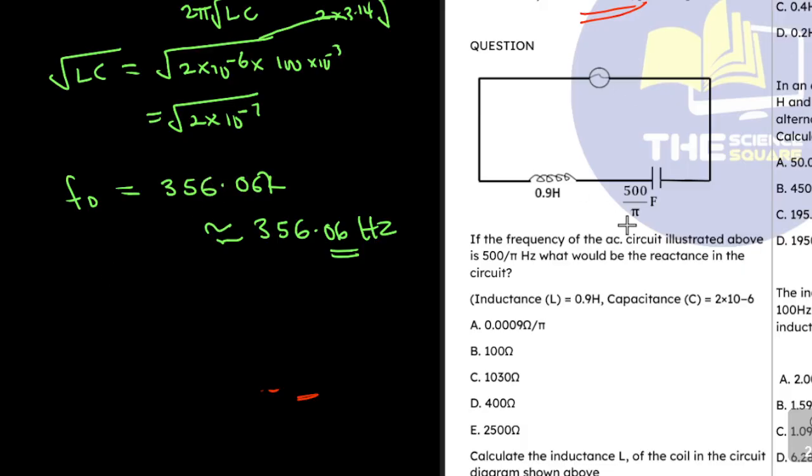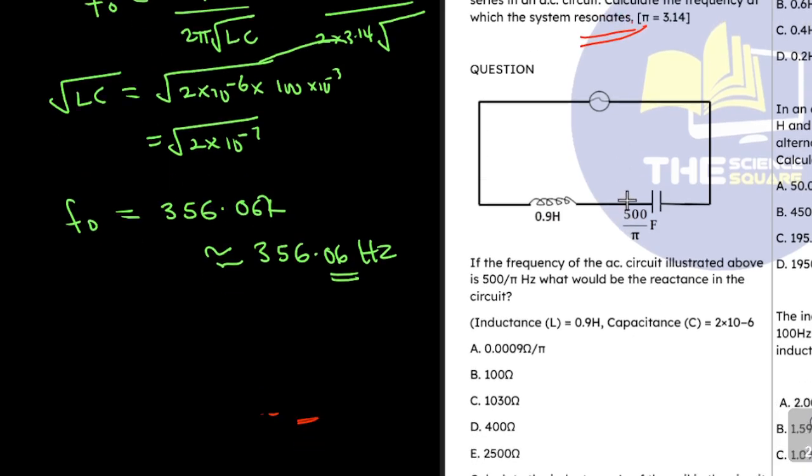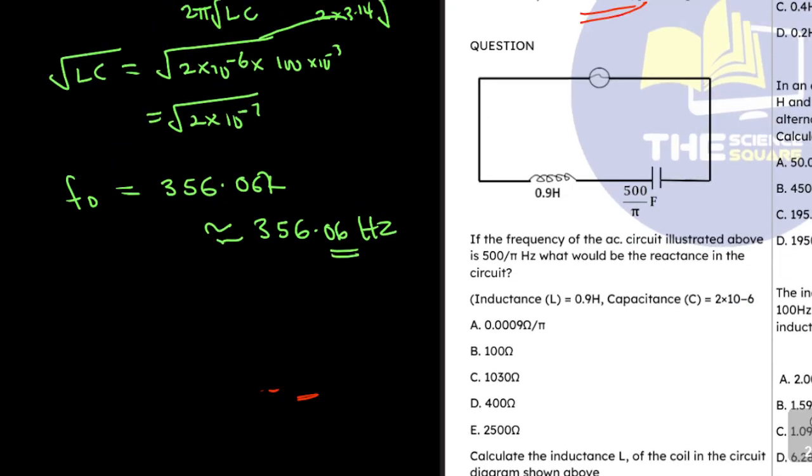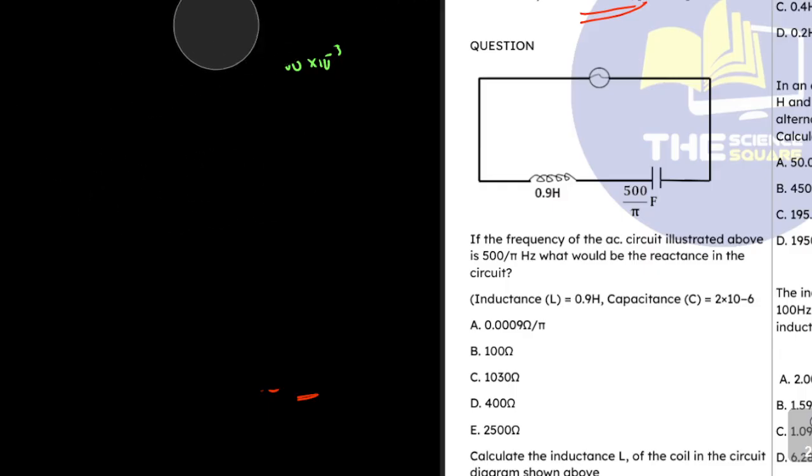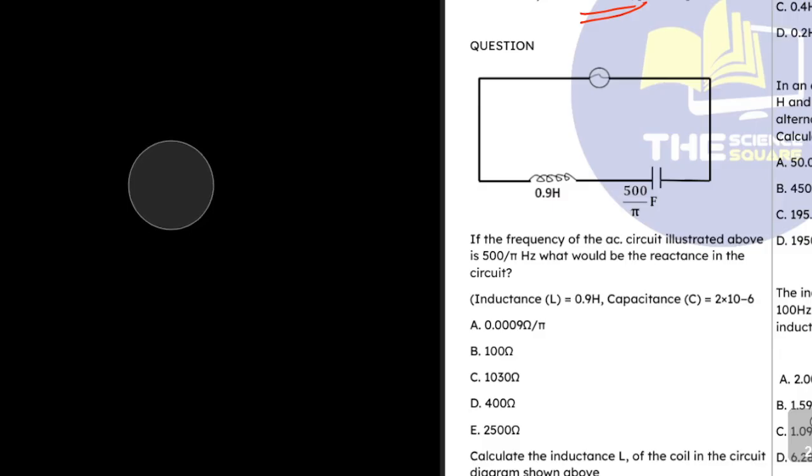Now, the next question we have is, okay, there's a diagram given in the question. We are done with this, so let me erase it. I want us to be able to finish up everything, so we'll be doing everything together. In this case, we have a diagram of an AC circuit, and we can see that we have an AC source here. This is a symbol for an AC source. We have an inductor with an inductance of 0.9 Henry, and we have a capacitor with 500 over pi farad.